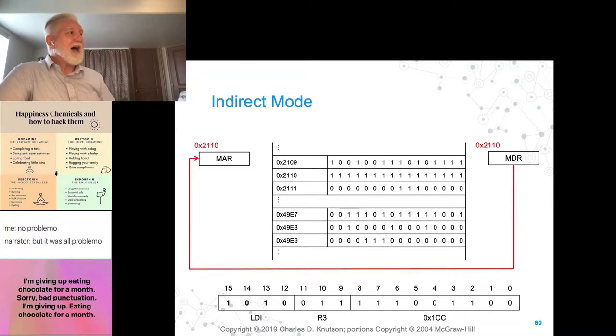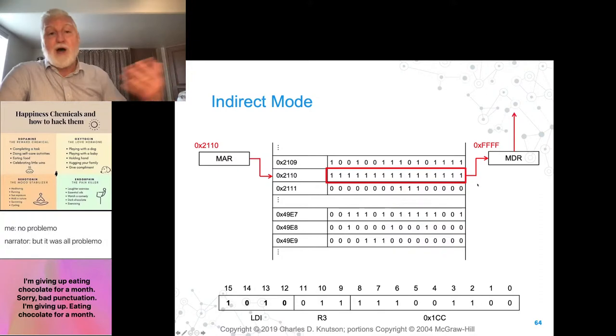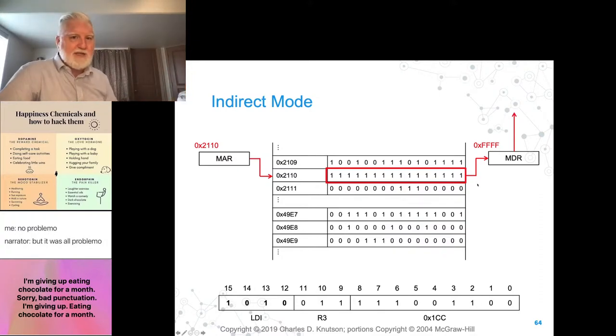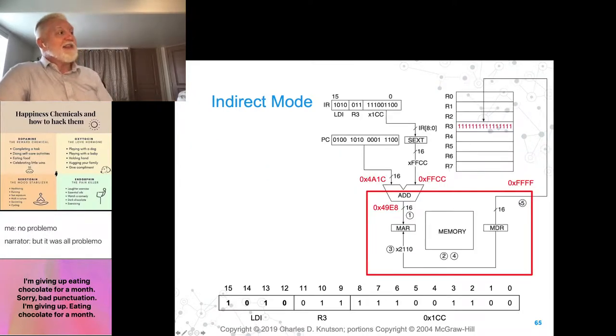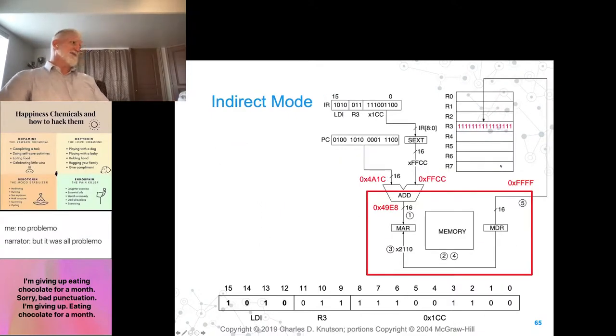No, no. I'm going to put that back into the MAR, which is going to point to this location, which is going to give me that data, which happens to be just negative one, if I view it as a two's complement notation integer, but I don't know what it is. And I'm going to put that in the MDR. That is what I'm going to put into register three.